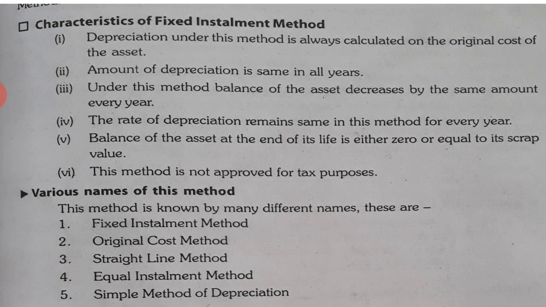There are some names of this method. This method has got some other names. First, fixed installment method. Second, it is also called the original cost method. Third, this method is also known as the straight line method. Fourth, equal installment method, because depreciation is equal in all the years. And fifth, simple method of depreciation, because calculations are easy, not complex. That's why this is the simple method of depreciation.